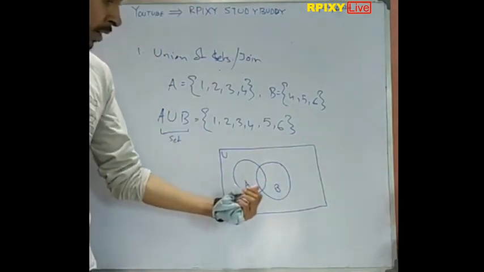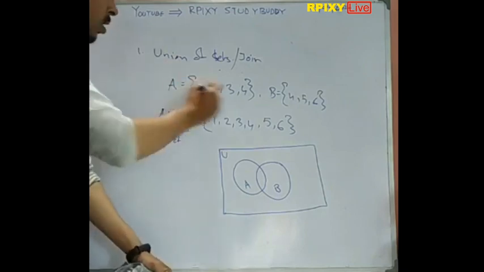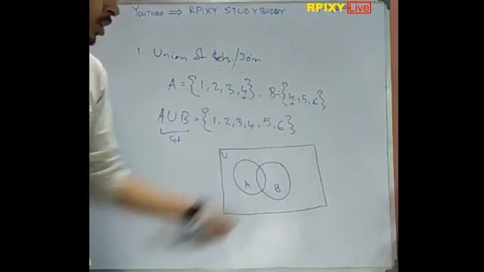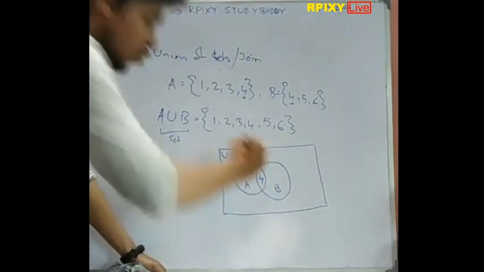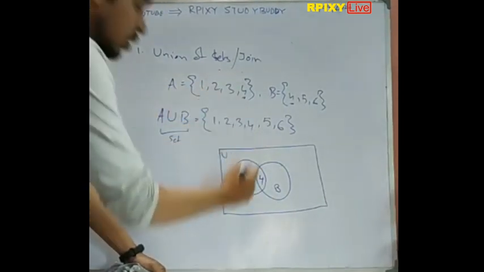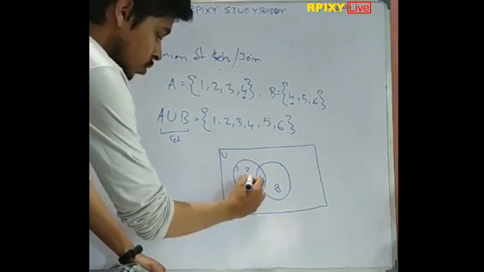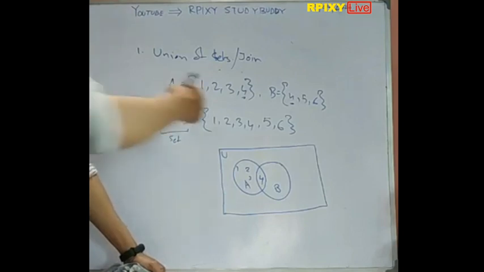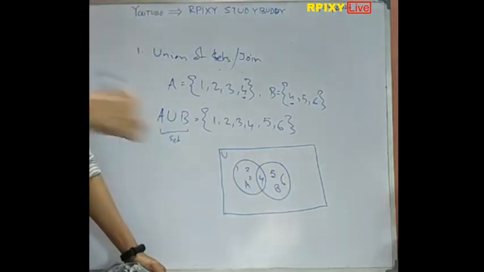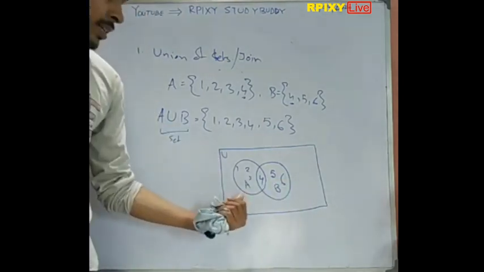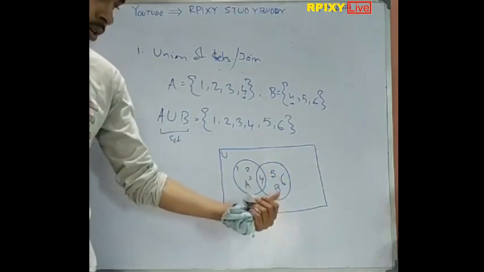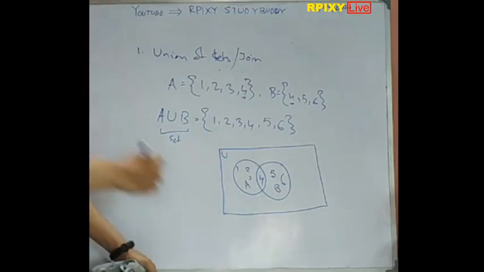Why there is a common part? Because A and B both has a common element 4. So in the common part you have to write 4. Okay. Then what are the other elements of A? 1, 2, 3. So write 1, 2 and 3. And what are the other elements of B? That is 5 and 6. So you can see inside A the elements are 1, 2, 3, 4, and inside B the elements are 4, 5, 6.